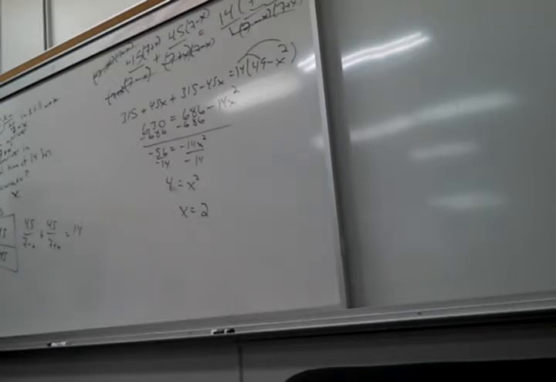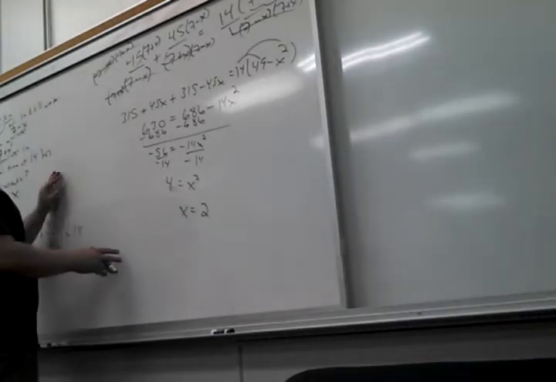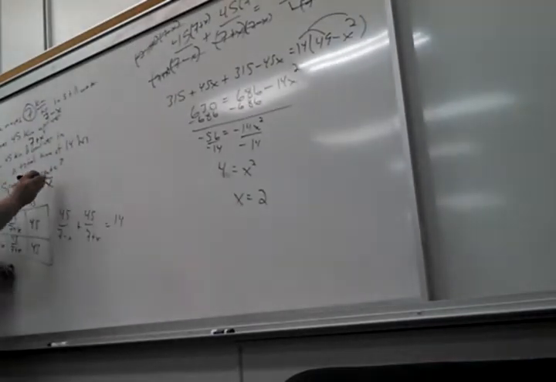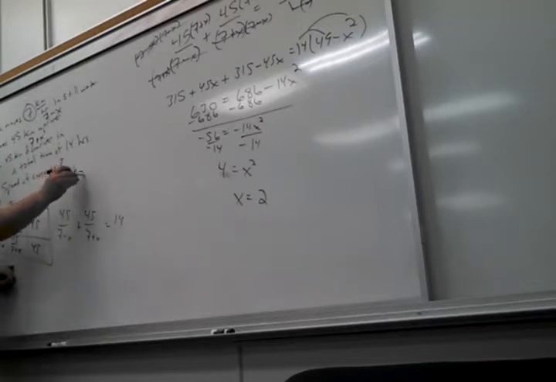Velocity could be negative. Don't bring that out of here. Speed cannot be negative. So what does this mean? X equals 2 what? 2 kilometers per hour. Yeah, the speed of the current is 2 kilometers per hour.